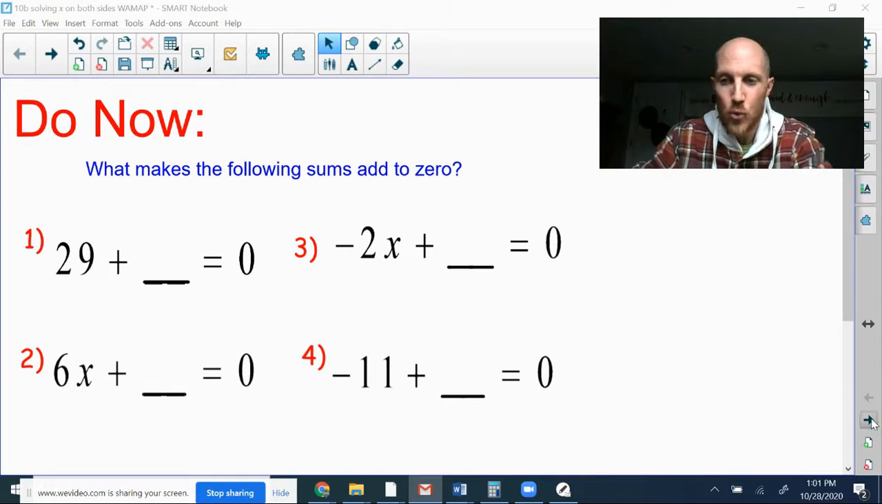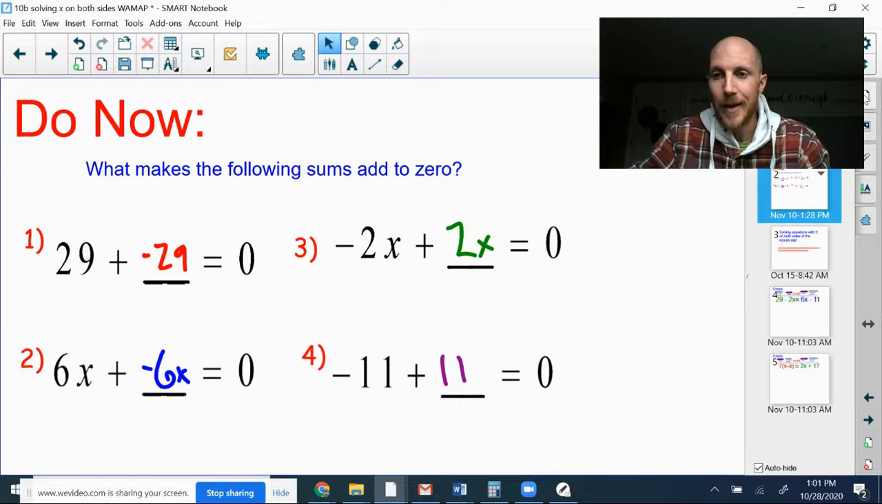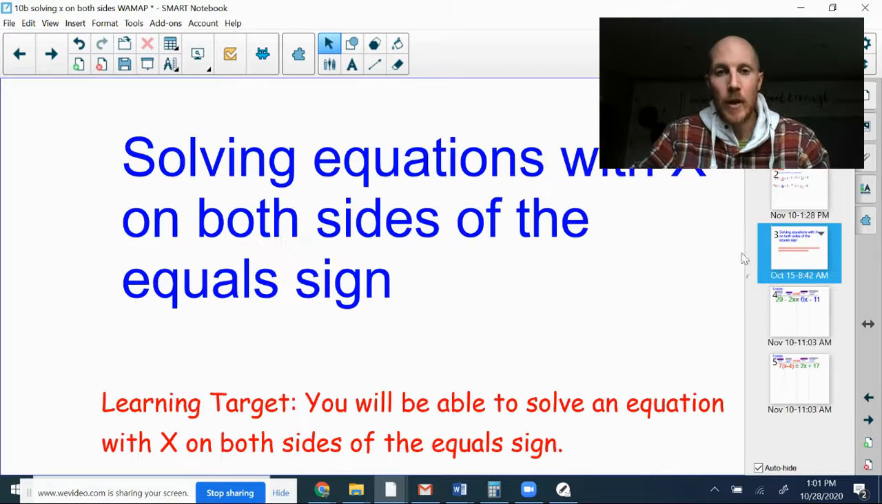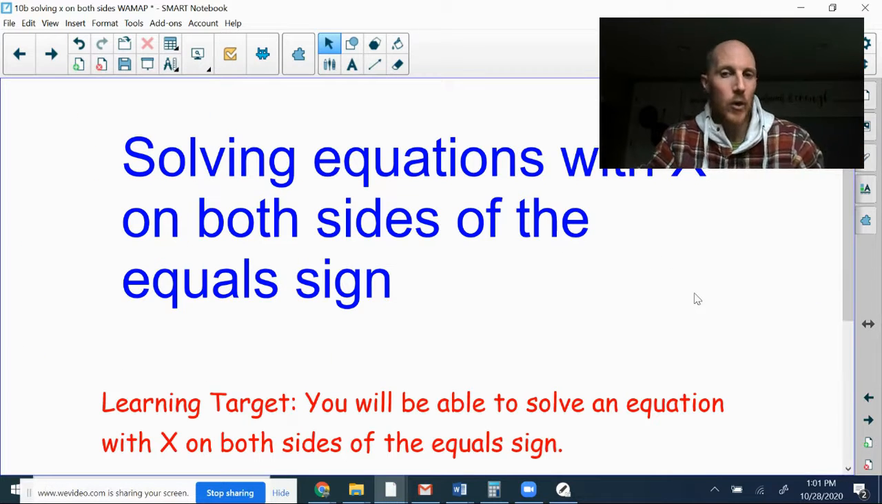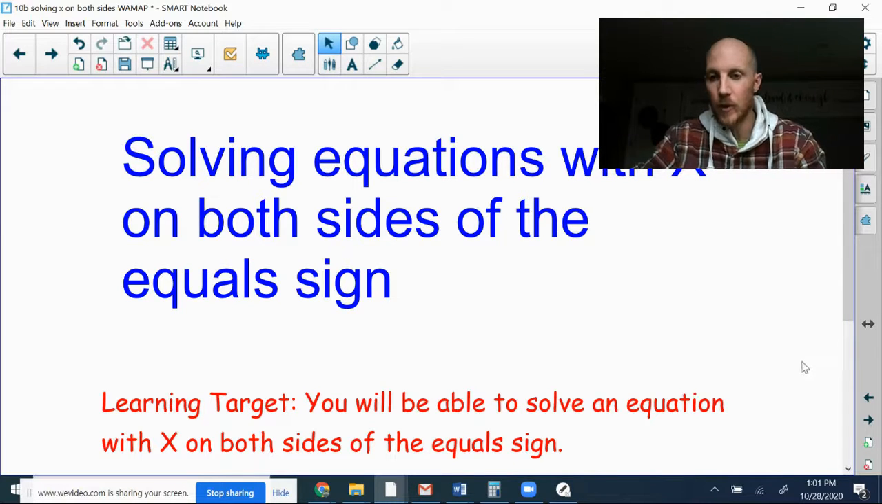Okay, so solutions: negative 29, positive 2x, negative 6x, positive 11. It's just the opposites. Okay, nice job. I knew you'd get that one. So today we're looking at solving equations with x on both sides of the equal sign. Again, we're going to continue to work on this. So let's look at some more difficult problems today.